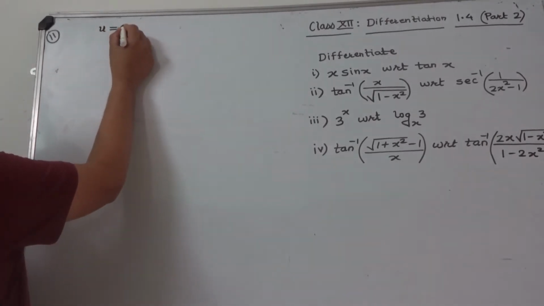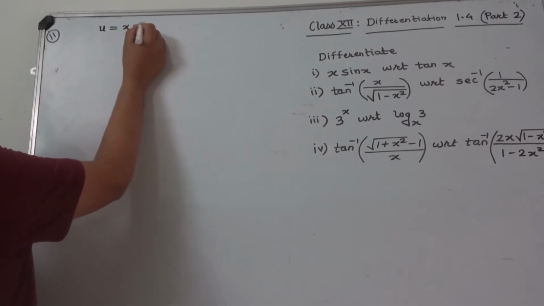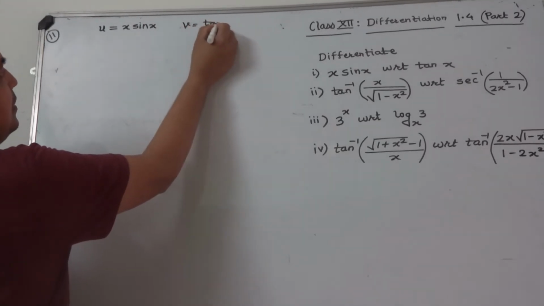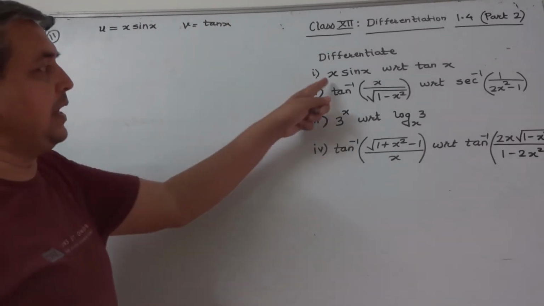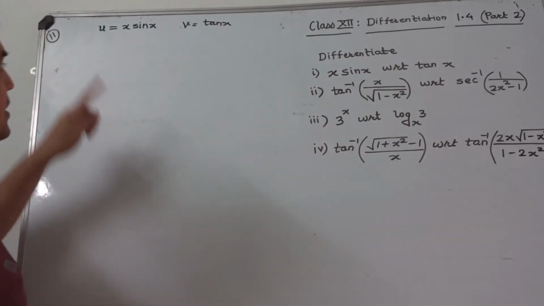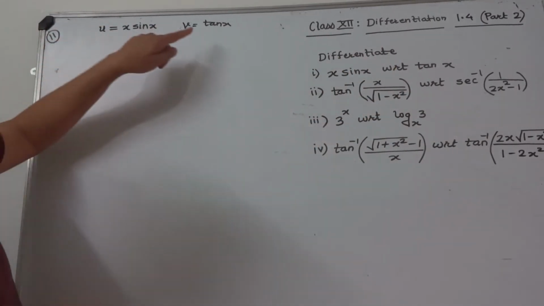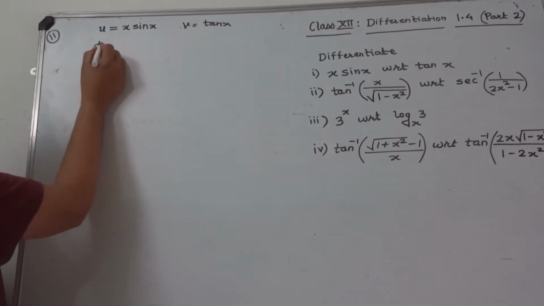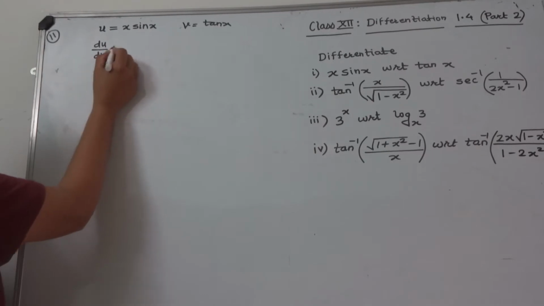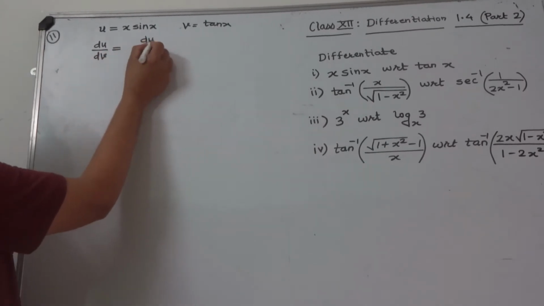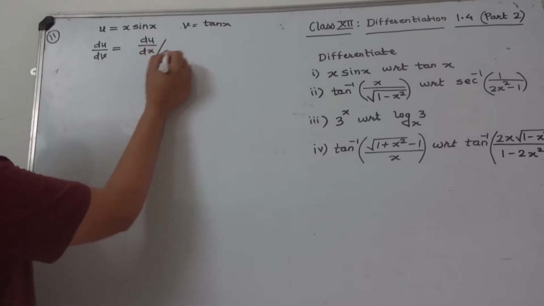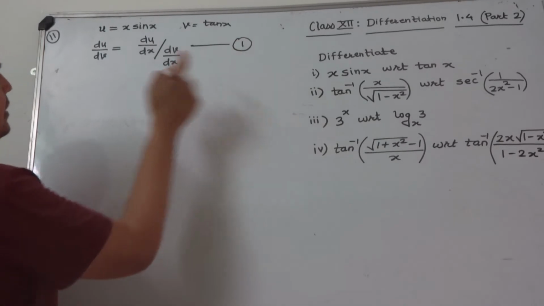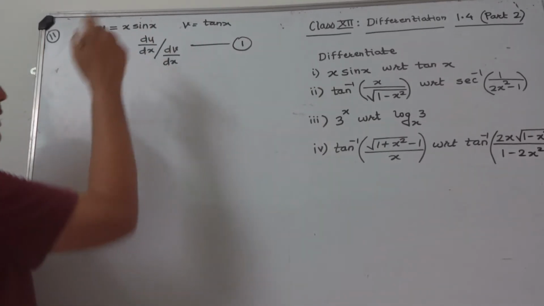So let u is equal to x sin x and we write v is equal to tan x. Now to differentiate x sin x with respect to tan x means to differentiate u with respect to v. But u is a function of x, v is a function of x, so we can write du by dv is equal to du by dx upon dv by dx. This is our equation number 1. Now we find these two values separately and then write the answer.